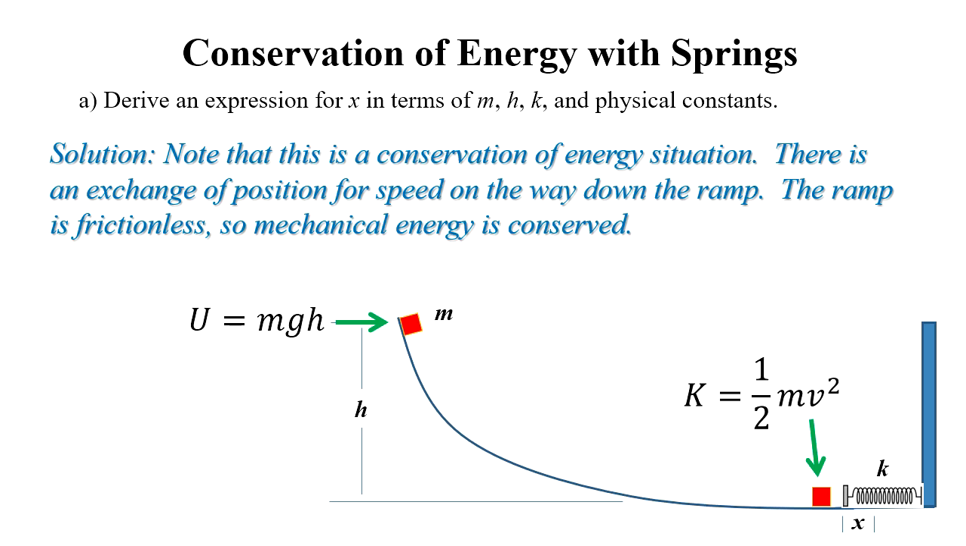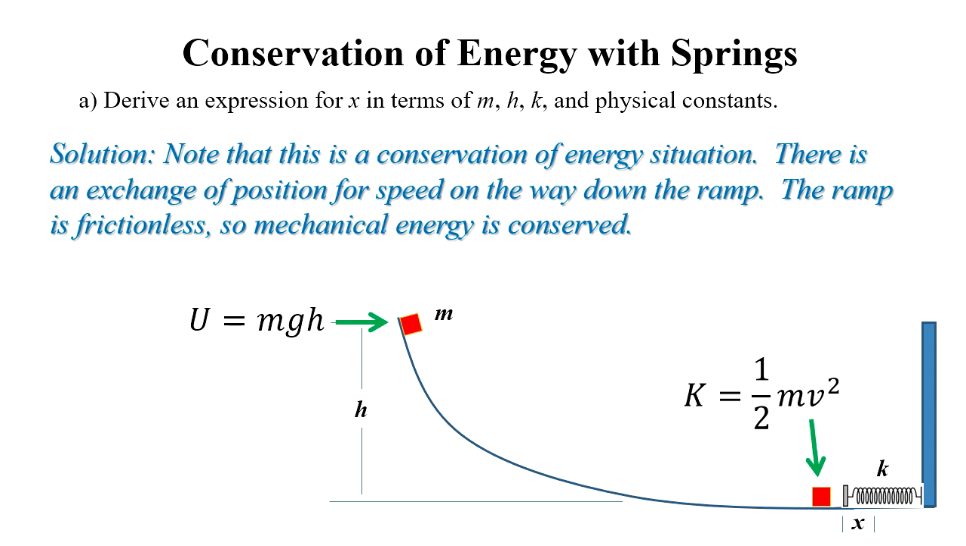And if the problem stopped there, we could compare potential at the top to kinetic at the bottom, as we've done in many other situations, and come up with the speed. However, the problem doesn't stop there. There's another exchange as the block hits the spring, and this time the speed goes down as the potential energy goes up.